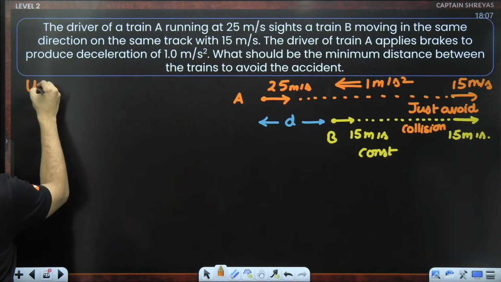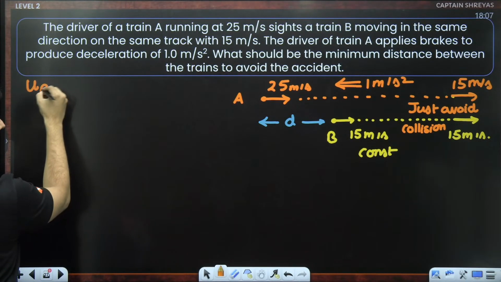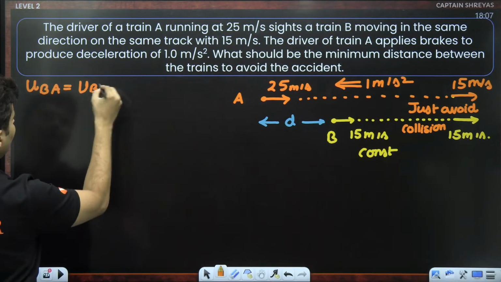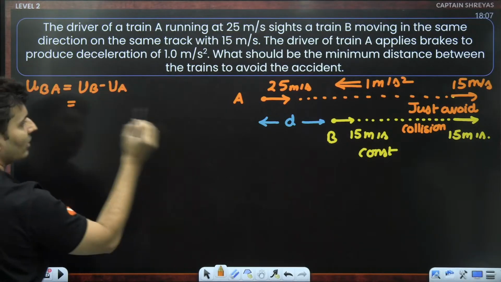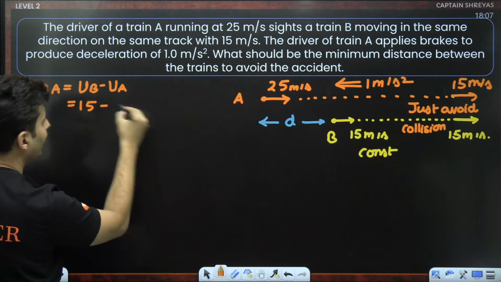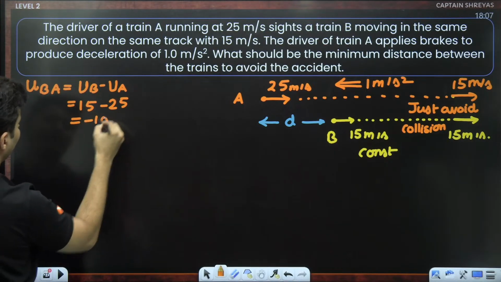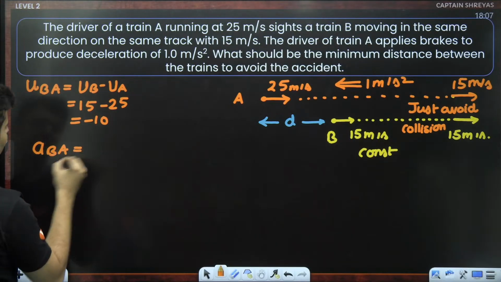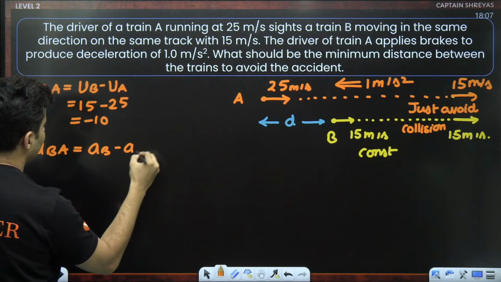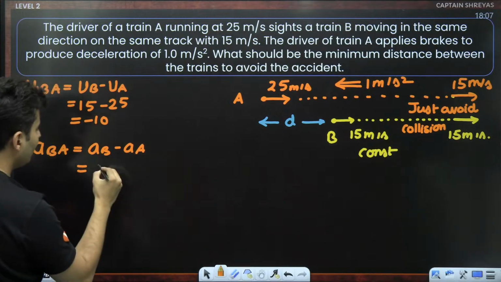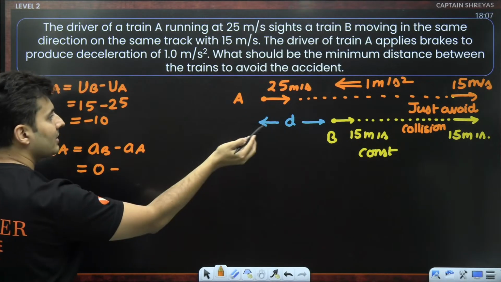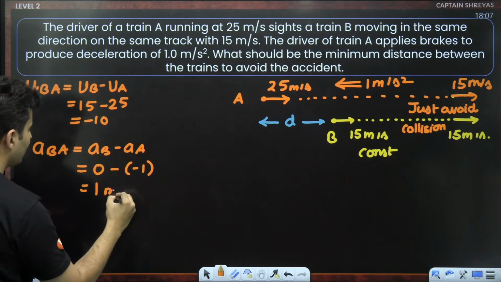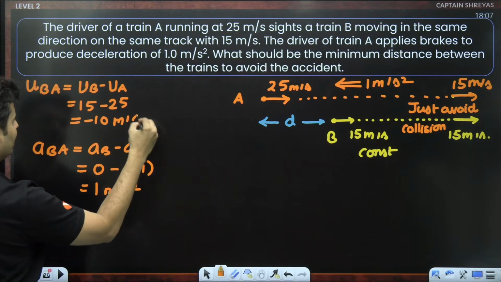If I ask you what is the initial velocity of B with respect to A, which is UB minus UA. Velocity of B is 15, velocity of A is 25, so it will be minus 10 meters per second. Then if I ask you what is the acceleration of B with respect to A, acceleration of B minus acceleration of A: acceleration of B is 0, acceleration of A is -1 because it is towards the left side, so it will be 1 meters per second square.